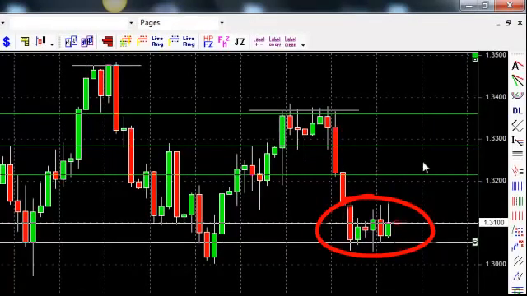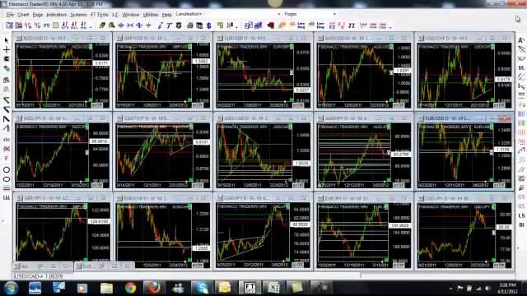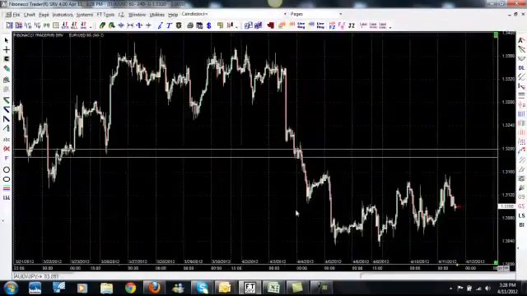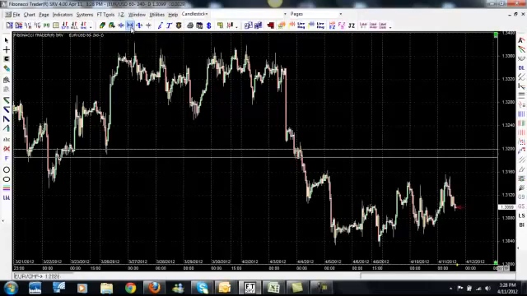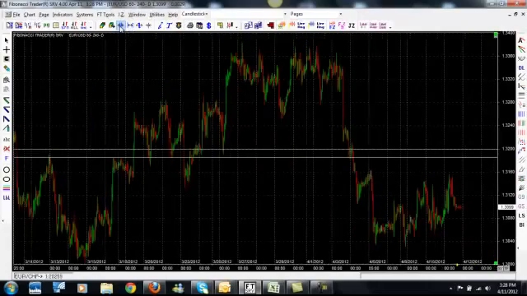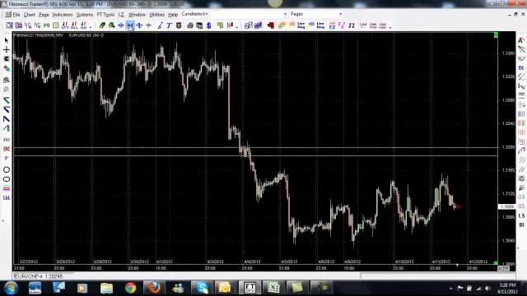So this customer, let's go back. He sent me this trade and asked me what I thought about this. And this is the Euro USD 60-minute chart. Okay. Oh, I'm going the wrong way.